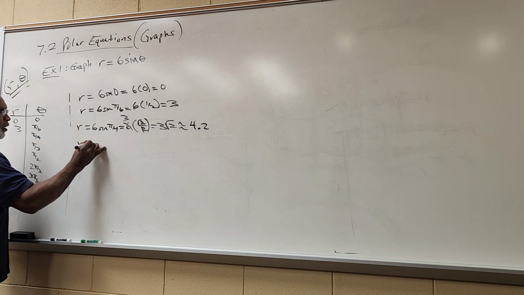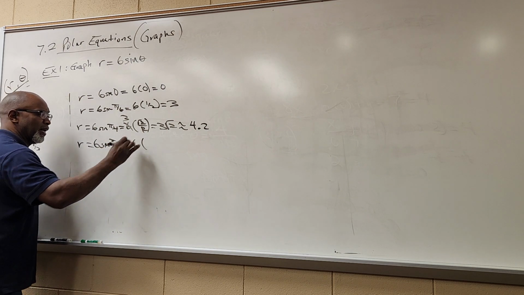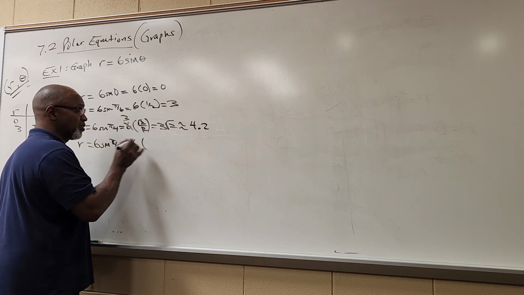Let's check pi over 3 real quick. 6 sine pi over 3. Look at your unit circle. The sine of 60 degrees is square root of 3 over 2.